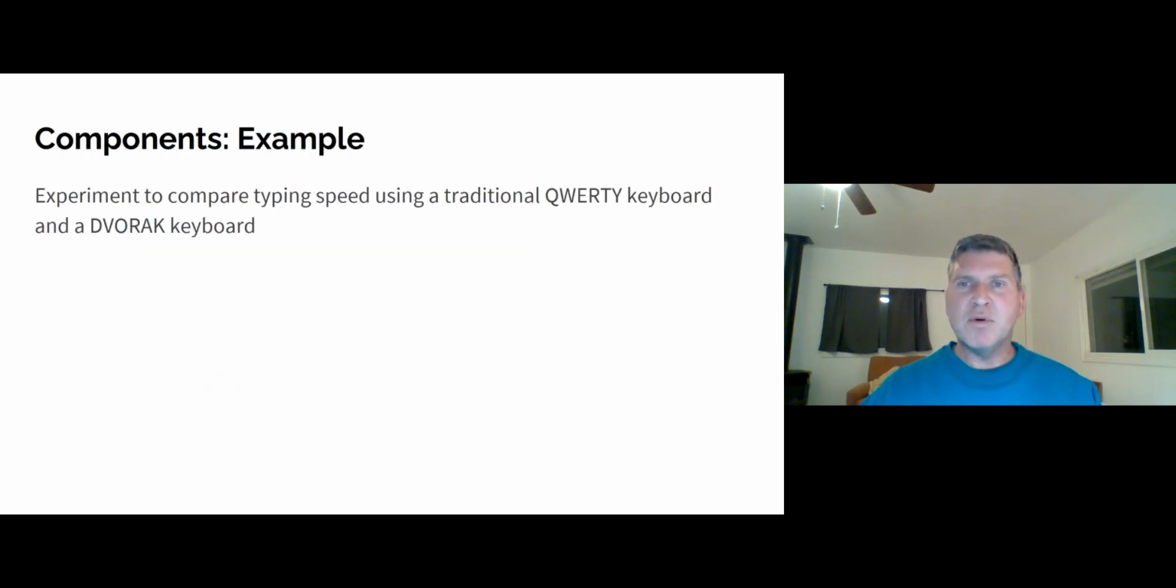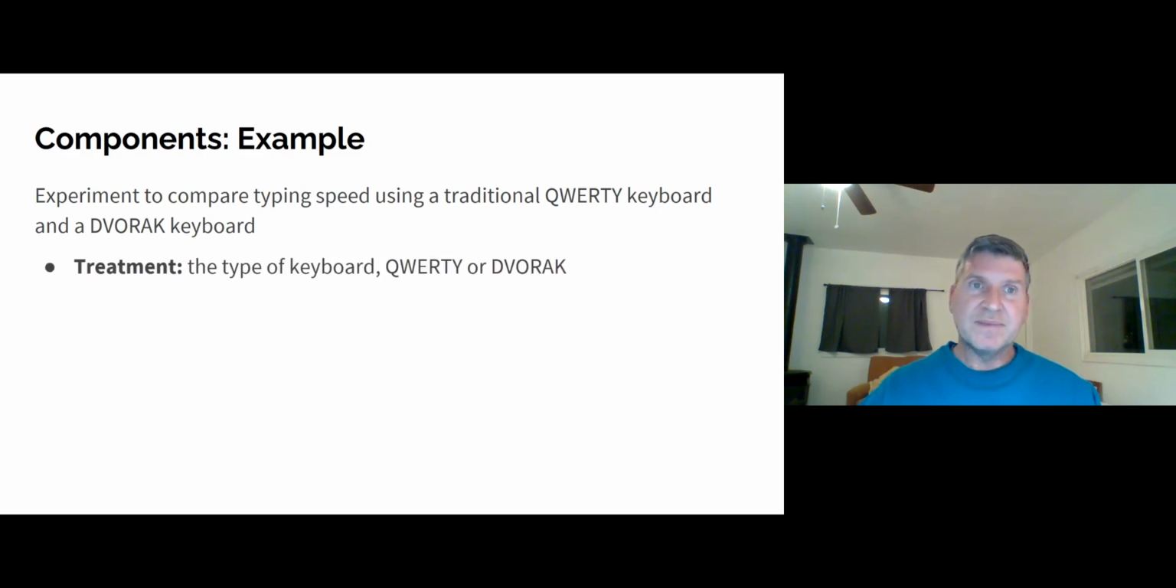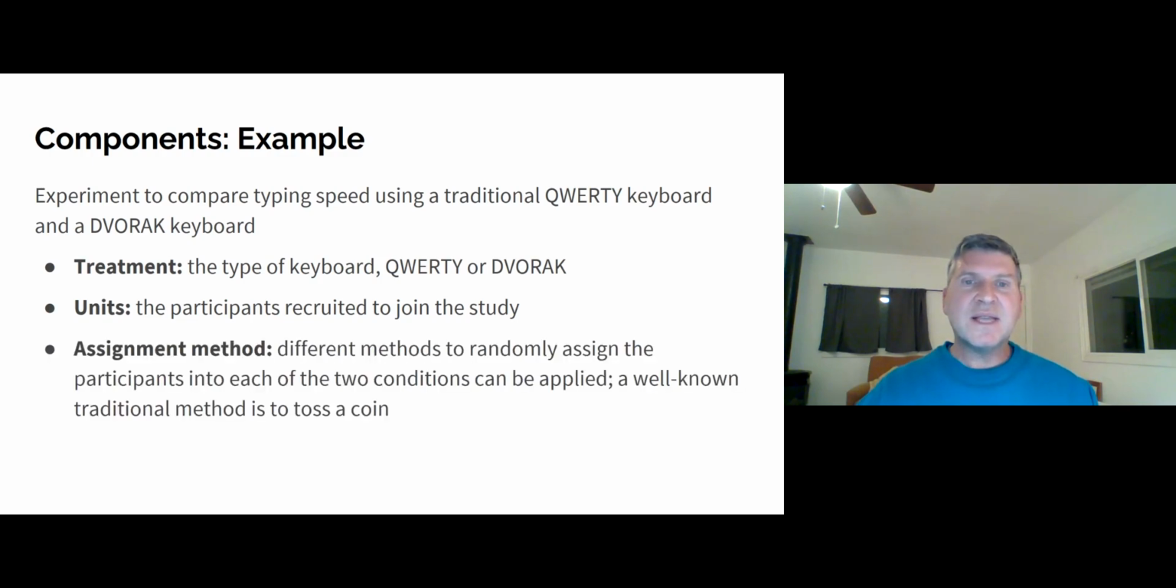So there's two types of keyboards. We're familiar with the QWERTY, but there's also one called a Dvorak keyboard. So we're going to look at the difference in terms of typing speed. That's our dependent variable. And the independent variable is the type of keyboard that we're going to use. So the treatment would be the type of keyboard, so that's our independent variable. The units would be whoever we recruit to participate in the study. And then the assignment method would be how do we choose which of the participants get which type of keyboard.